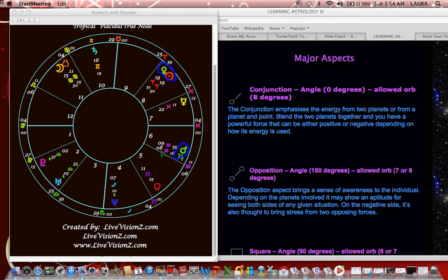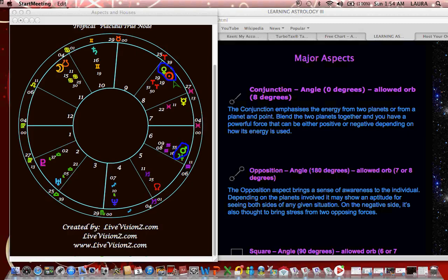Okay, and what does this mean? Well, this conjunction right here is within that 10-degree orb. So it's 8 degrees and 9 degrees, so it's a 1-degree orb. And this is an exact conjunction. They're both 19 degrees.